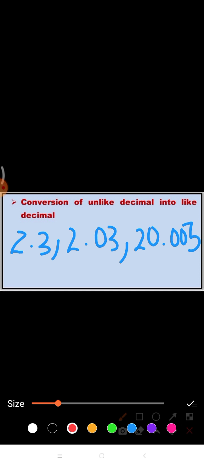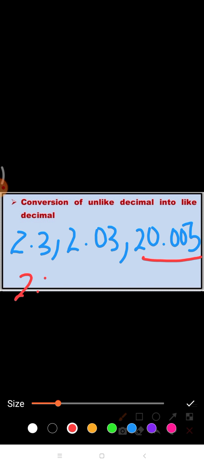Let's consider an example. We have 2.3, 2.03, 20.003. Now first of all, we will find out the decimal which has the highest number of decimal places. Since here 20.003 has the highest number of decimal places, that is 3. Now students, add as many zeros as required to make each of the other numbers to have 3 places after the decimal point.